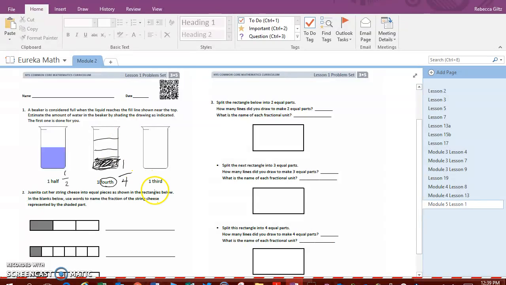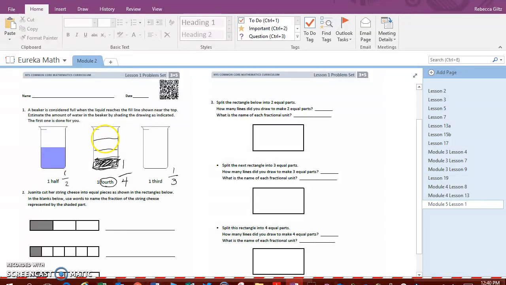And the last one is 1/3, which looks like this. 1/3 means there's 3 total pieces. So we have to find a way to break this into 3 equal pieces. And if you remember when you were folding your fraction strips on Wednesday, the thirds might not have been as easy as your half and your fourth. And so you'll find that some fractions are easier to draw than others.